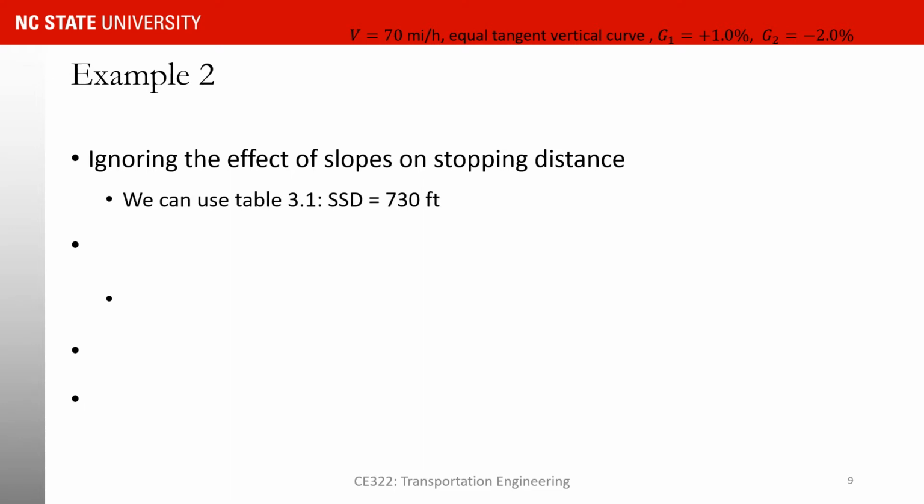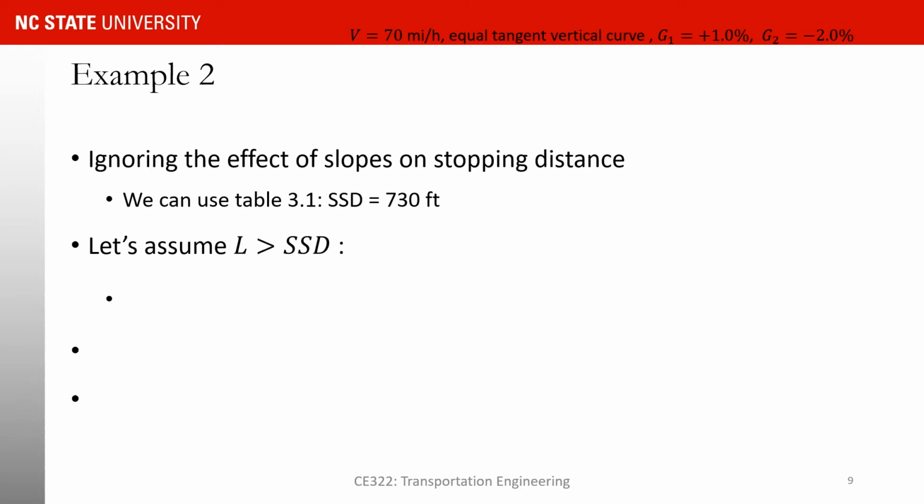So what we will be doing here is that again we're going to assume that the grade is 0 or the slope is 0. So the design speed was 70 miles per hour. If you go to table 3.1, you will see that the required stopping distance is 730 feet. So that's the distance that you need as a driver to react and also to stop the car.